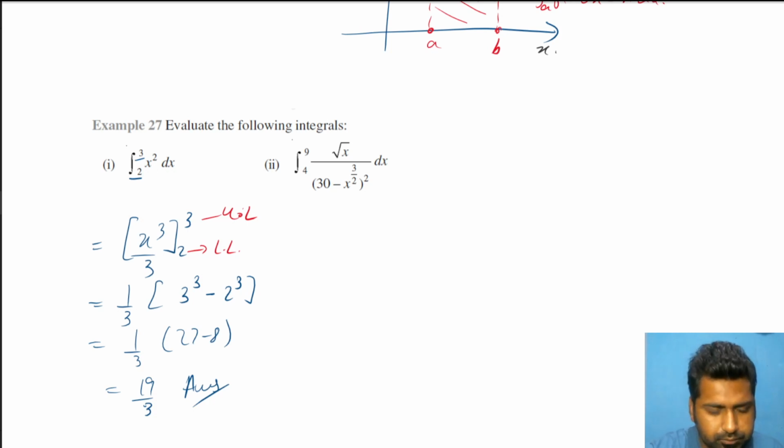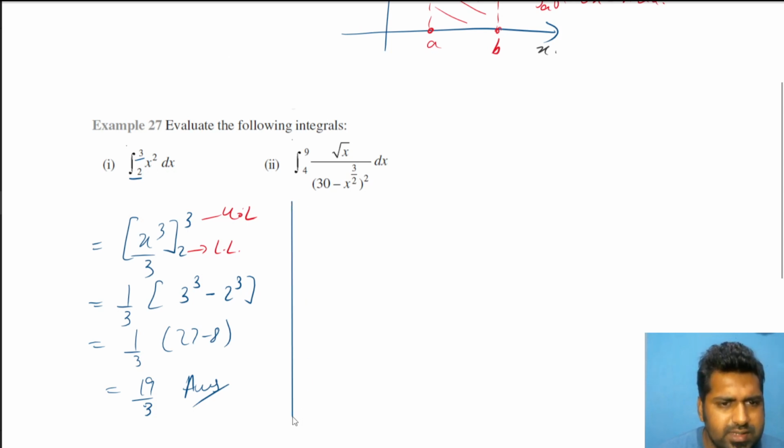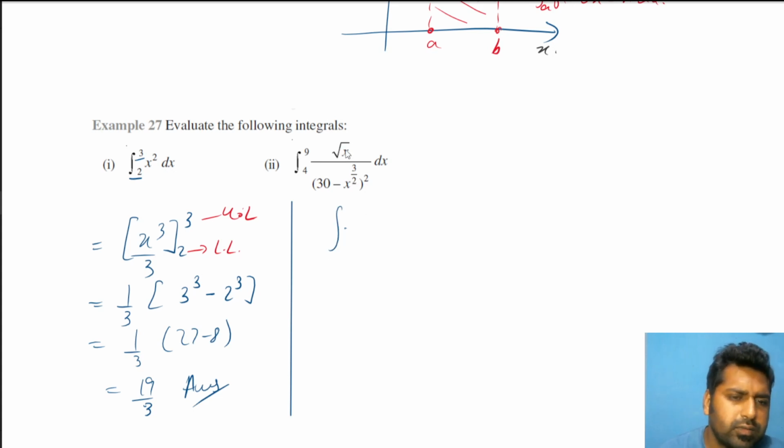Now next question. We'll use the same idea. The task is to actually integrate it as an indefinite integral and then put the limit. So let's integrate for the time being. So this integration, clearly the weirdest looking part, this is the weirdest looking part, that will be your t.